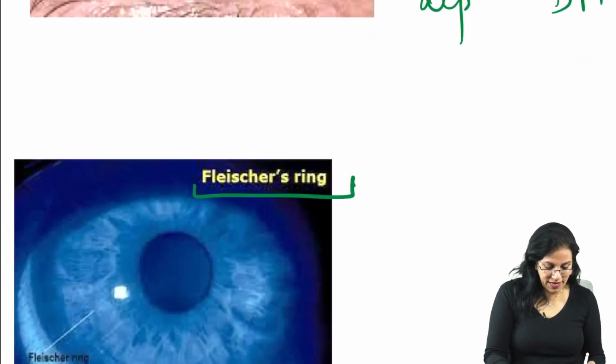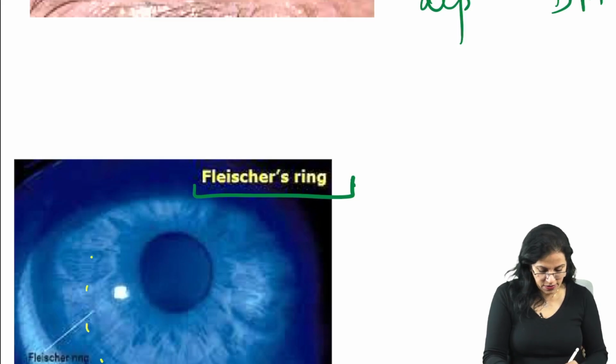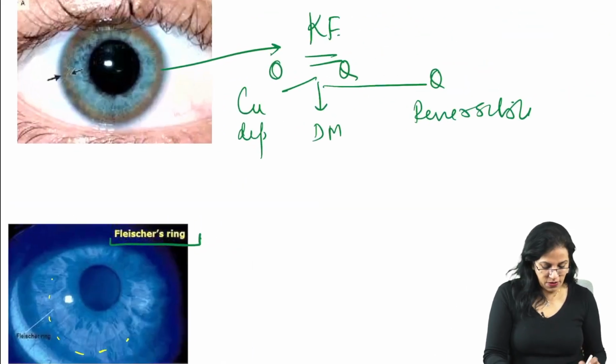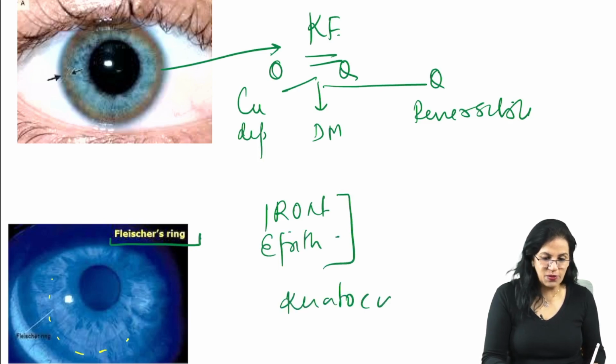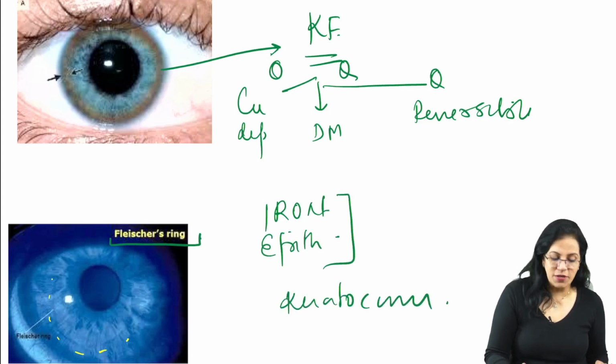Exactly the same spelling, but Fleischer's is actually, can you see this? Fleischer's ring here, this whole thing, right? So this is, we all know, we have learnt it. What is Fleischer's? It is iron deposition. Where is iron deposited? Epithelial layer. Where do you see it? In keratoconus, at the base of the cone. Okay, these are the points we have to remember.